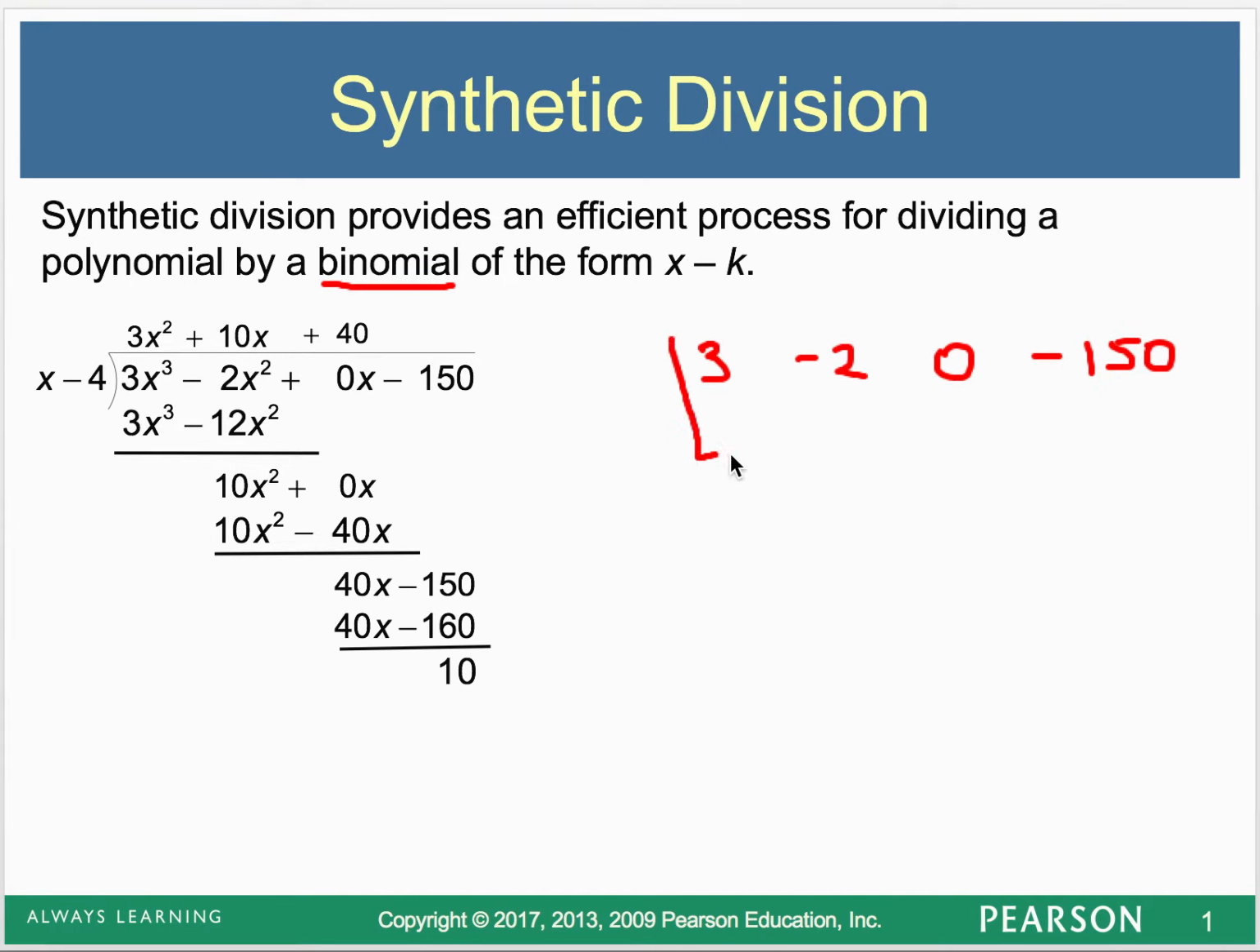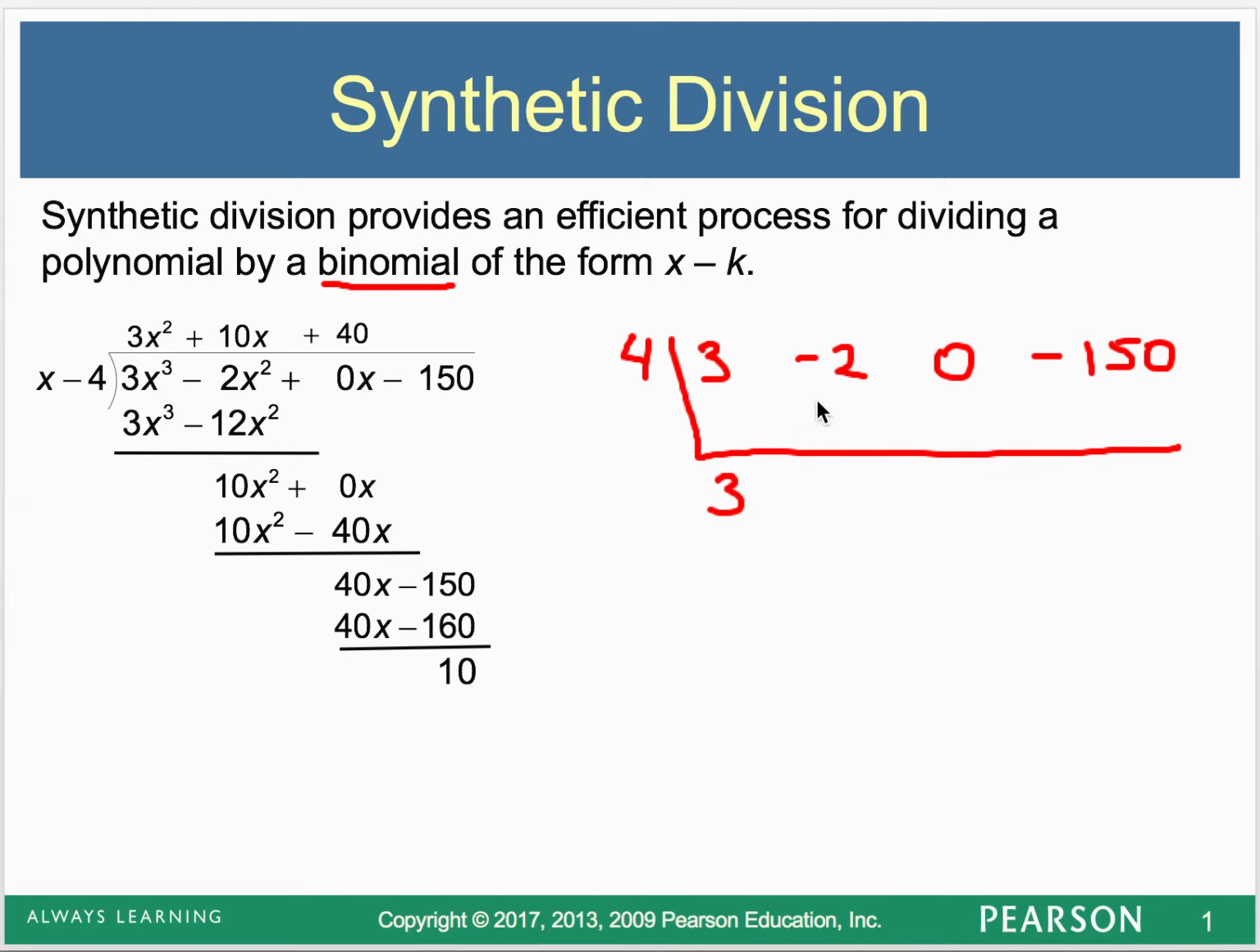Then I'm going to make myself a little bracket like this. There are a couple of different things. If we're given the actual binomial, we have to change the sign of the number, so I'd put a +4. If they tell me k equals, they've already changed the sign. Notice our format has a minus here, so when I pull the k out, I have to change that sign. First step, we just bring that first number down, and then it's a series of multiplying and adding in a zigzag fashion all the way across.